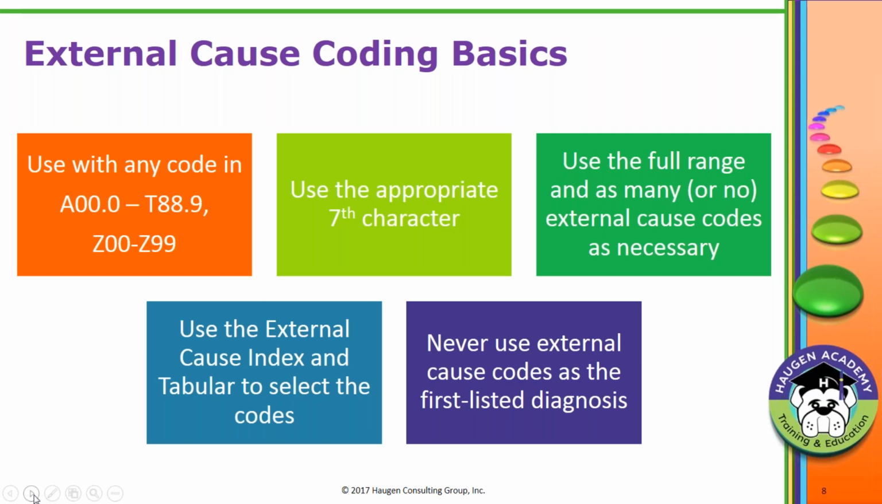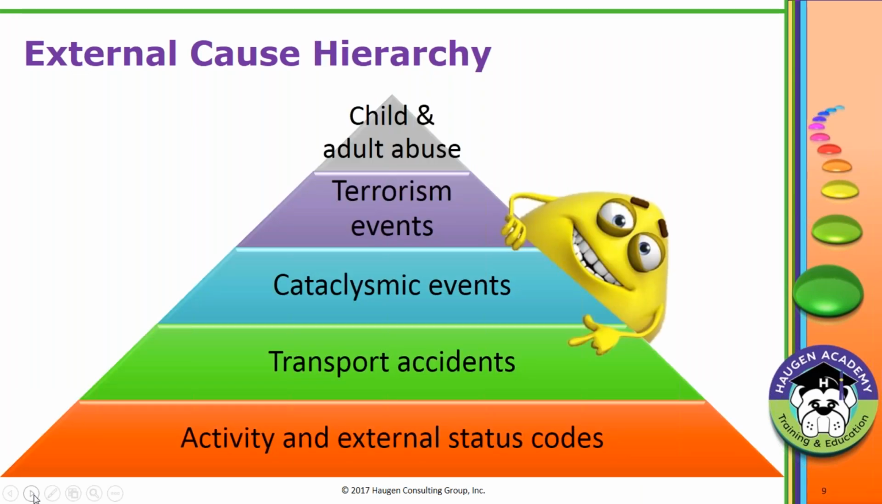I think it's important that we always go back to the basics and read those guidelines so we know that we're applying these appropriately. So there is an external cause hierarchy that you'll find in your guidelines as well, and we have shown them to you in this pyramid.